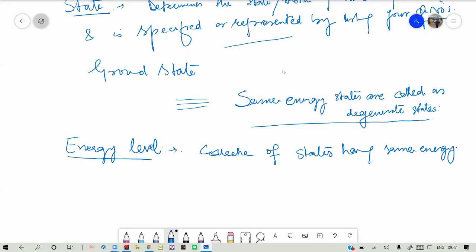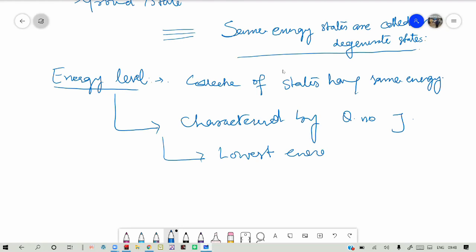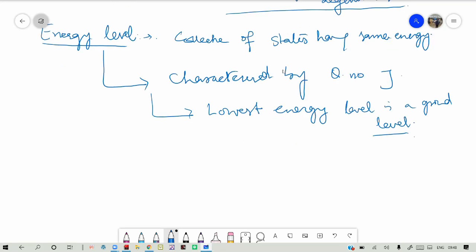Energy levels are characterized by the quantum number J. The level with the lowest energy is called the ground level. For example, J equal to 3 by 2.